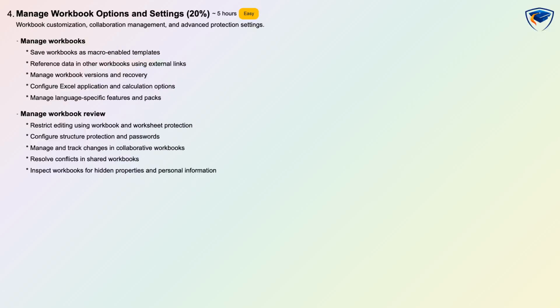Manage workbook options and settings accounts for 20% of the exam, is rated easy, and suggests about 5 hours of learning with hands-on plus conceptual assessment approaches. You will learn to save workbooks as macro-enabled templates, reference external workbook data, manage versions and recovery options, configure Excel application and calculation settings, and handle language-specific features and packs.